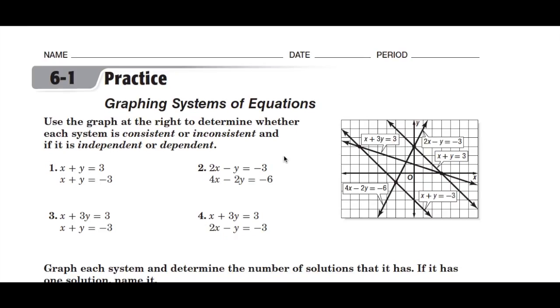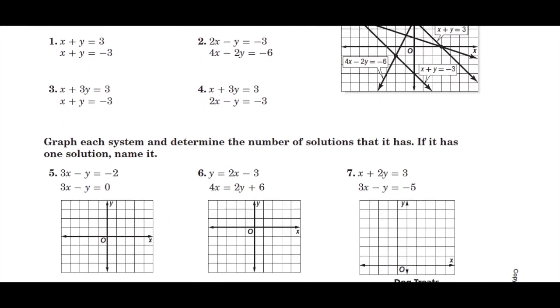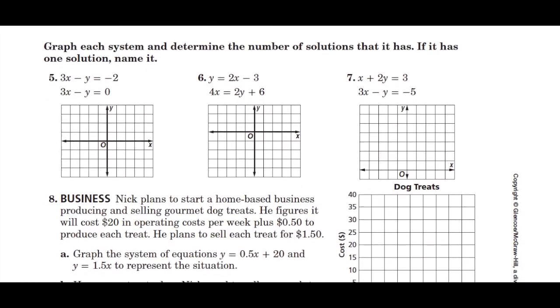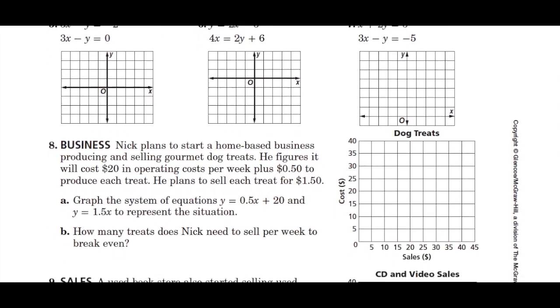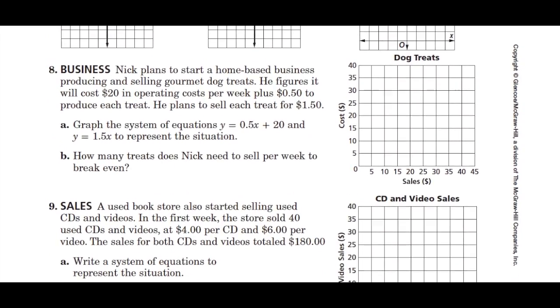For Lesson 6.1 Skills Practice, we're graphing systems of equations, and there's a lot going on here on 1 through 4, not that that's not important. I just want to make sure that you understand how to graph. So I'm going to skip down to number 5, 6, and 7. Those will all be due on this worksheet. I'll do number 5, and then you can do 6, 7, 8, and 9 for homework.